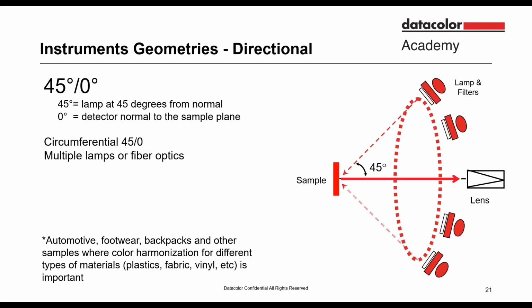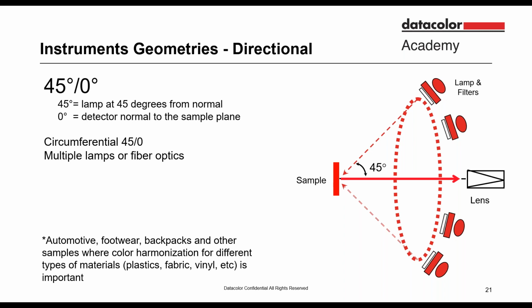And then we have the directional geometries. We'll talk about 45-0 and 0-45. In the particular case of the geometry we are using here, it is a circumferential 45-0. There are multiple lamps or fiber optics always hitting the sample at 45 degrees. That's why we call it 45-0, because the lamp is placed at 45 degrees and the detection, the lens, is 0 degrees from the sample.